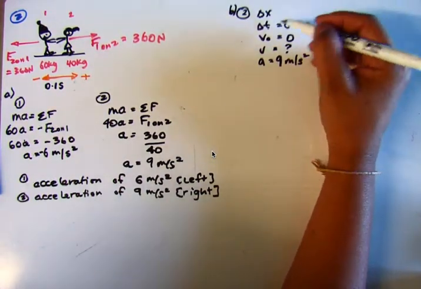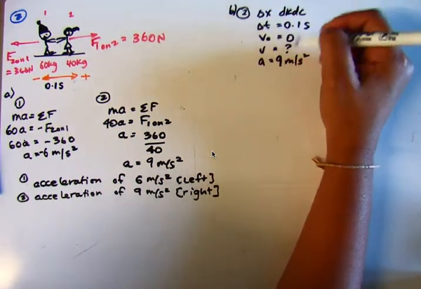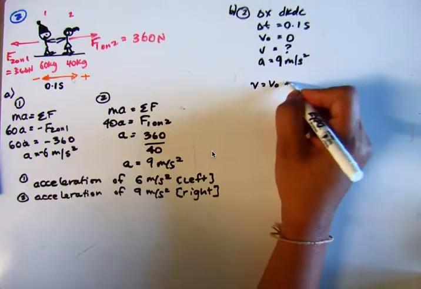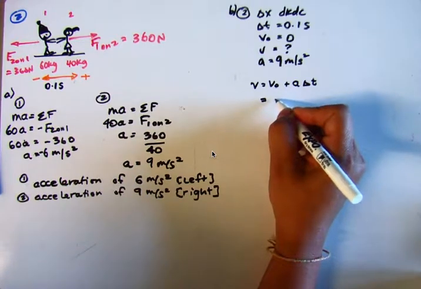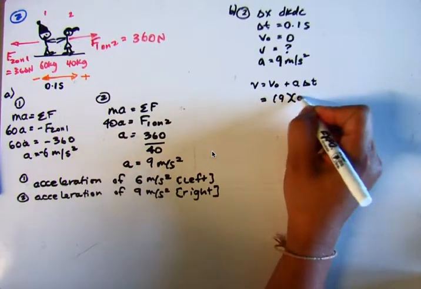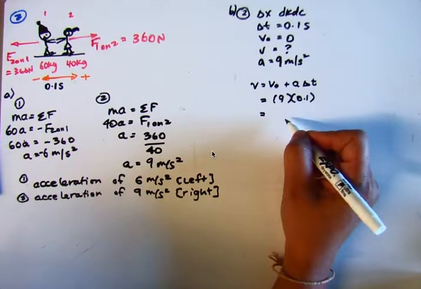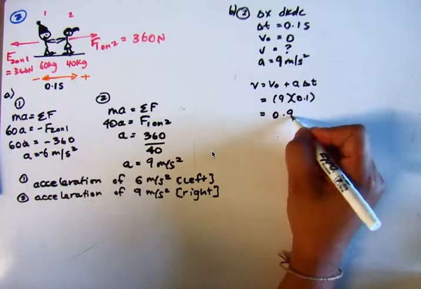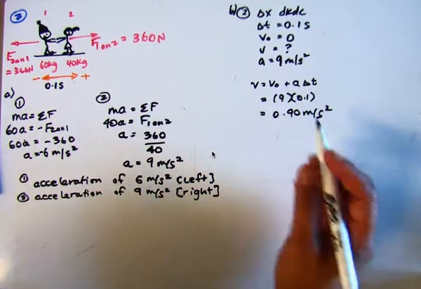Part B is asking for what velocity she will reach, and part C is asking for her delta x. So for part B, delta x is my don't know, don't care. Without delta x, it's v equals v naught plus a delta t. And this just equals 9 times 0.1. So her velocity is 0.9 meters per second. That's how fast she's going at the end of this interval.